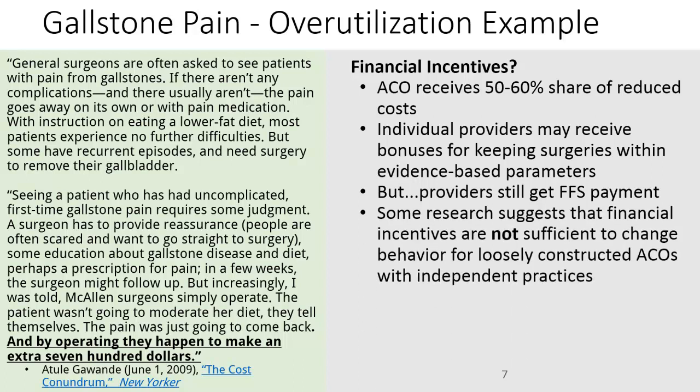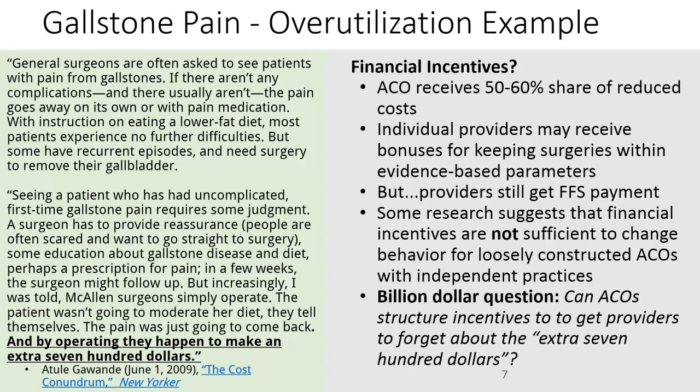Some initial research suggests that with the current structure of ACOs, the financial incentives probably will not be sufficient in ACOs that consist of providers in independent practices that form a virtual network or joint venture just for the purposes of the accountable care organization. So given that there is the potential for fee-for-service payment for ACO providers as well as bonuses, the literally billion-dollar question becomes whether ACOs can structure incentives such that providers will forget about the proverbial extra $700 and just focus on providing the most cost-effective care.